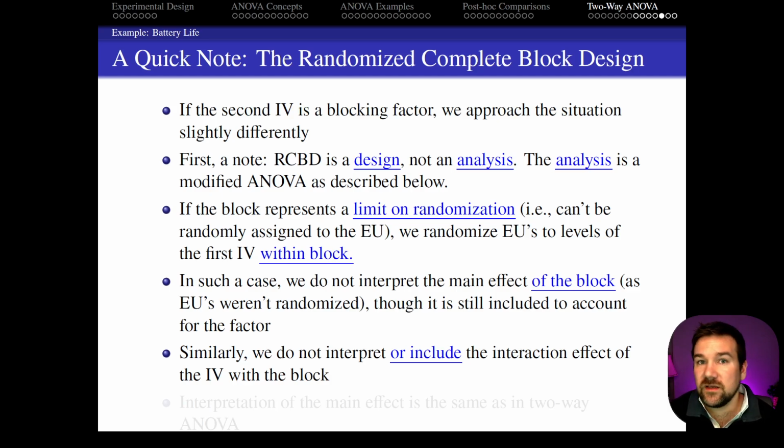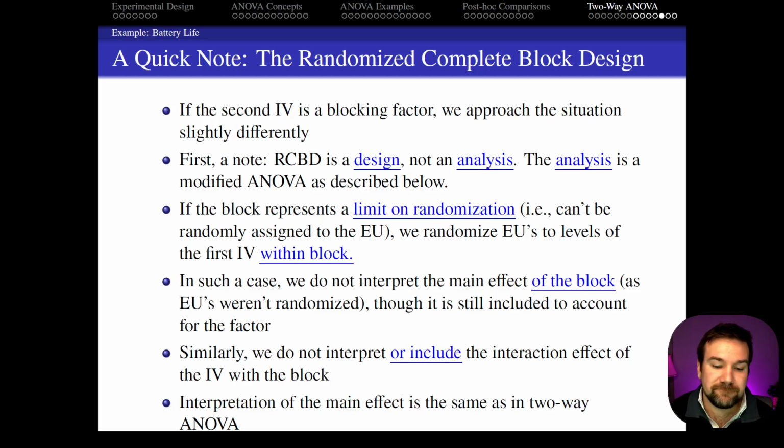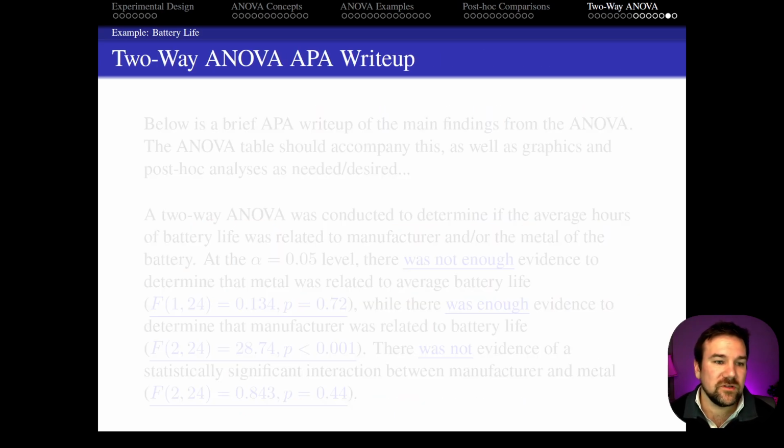Because of this, the additional thing that I want to note specifically here is that we also don't include the interaction. We're not interpreting the main effect of the block, and so we're also not going to interpret the interaction with that blocking factor. With that said, the interpretation of the main effect is still the same as in the two-way ANOVA. So when I'm studying the joint, I still get to interpret the joint, and I get to say things like, interpretation after accounting for the board it was done on.